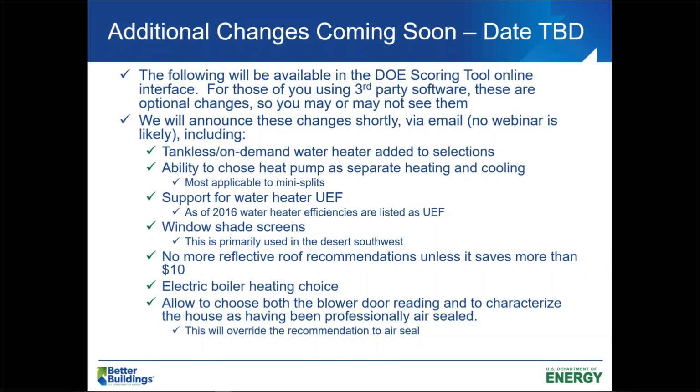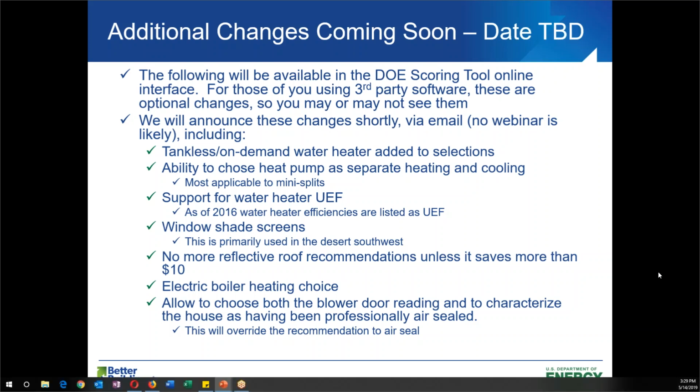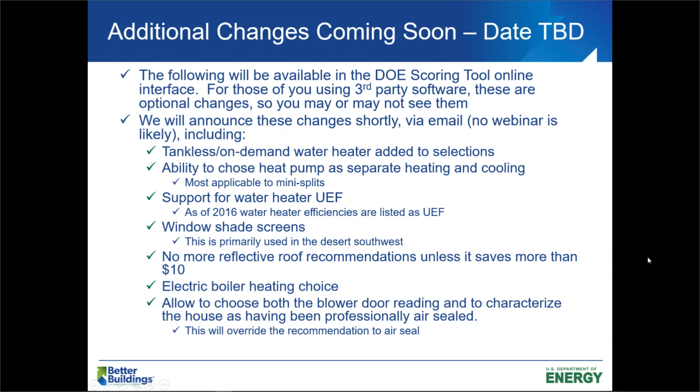You'll be able to choose heat pump as a standalone. Right now, if you choose a heat pump for heating, it has to be the same for cooling, and vice versa. This is especially troublesome for mini splits, where maybe you've got a central heating system, but they put in a mini split for the air conditioning. You'll be able to do that. You'll be able to separate out the heating from the cooling, such that they don't both have to be a heat pump.